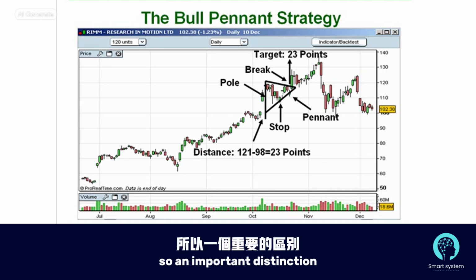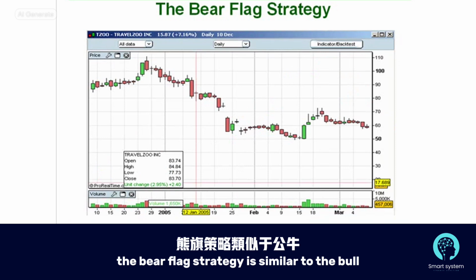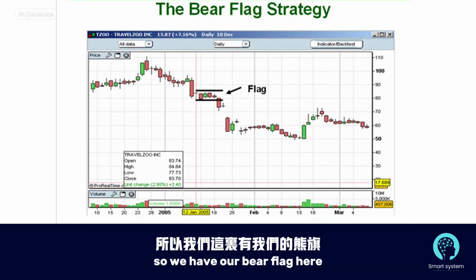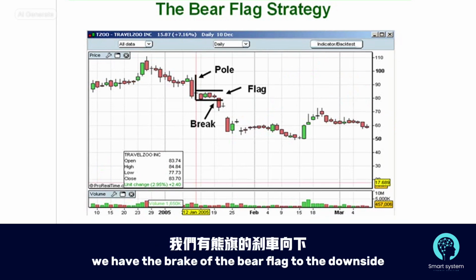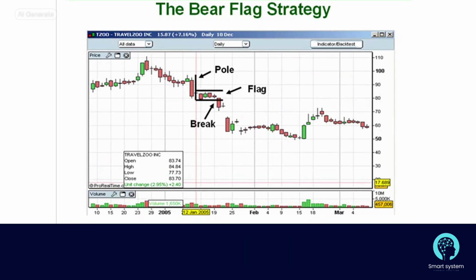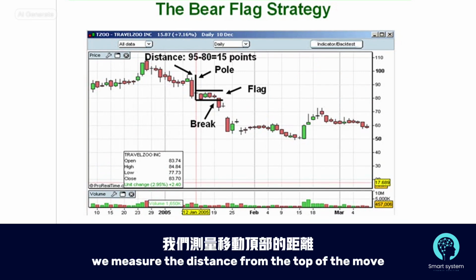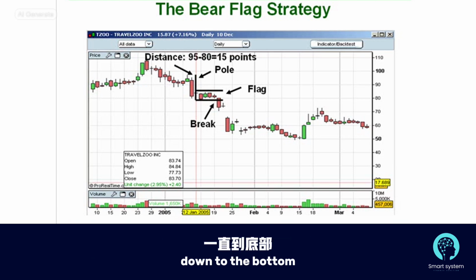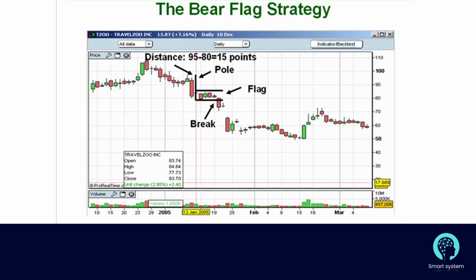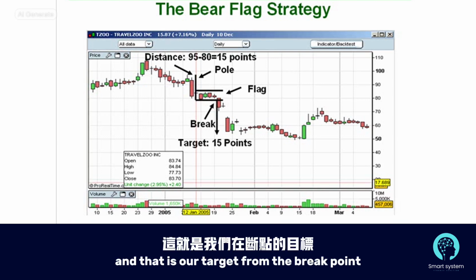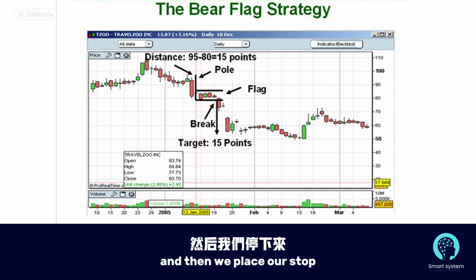An important distinction: the bear flag strategy is similar to the bull flag strategy, it's just flipped upside down. So we have our bear flag here. We have the break of the bear flag to the downside, so we're looking to get short there. We measure the distance from the top of the move down to the bottom. We subtract those, we get 15 points. And that is our target from the break point down when we get short. And then we place our stop just above the resistance line.